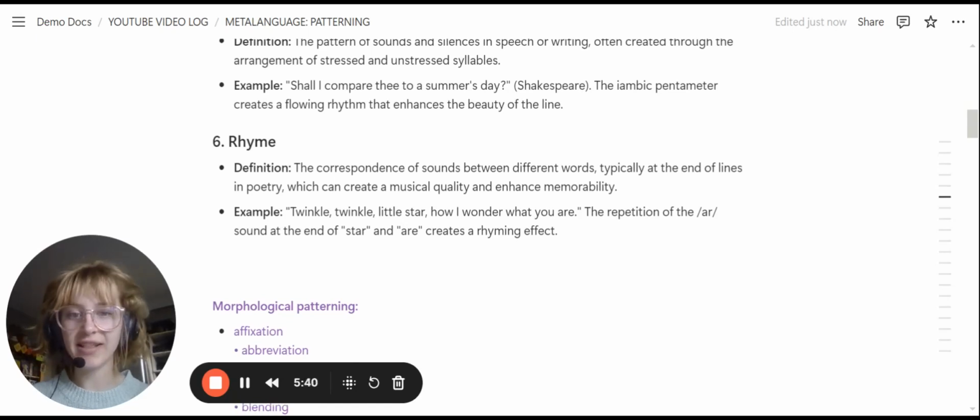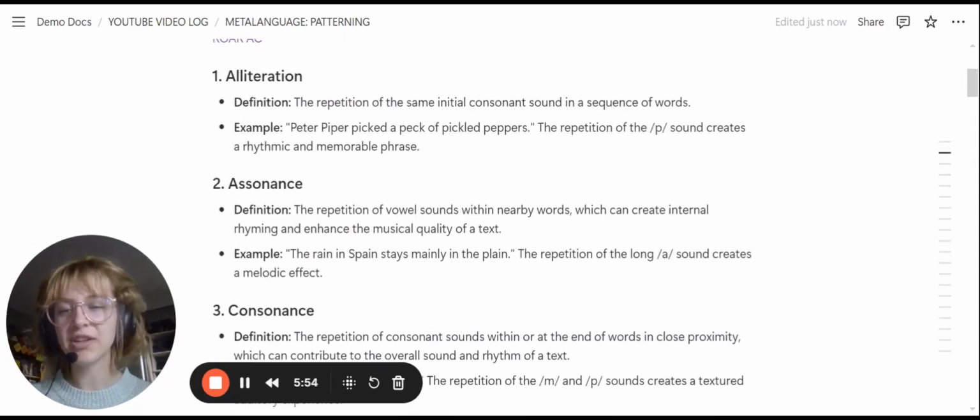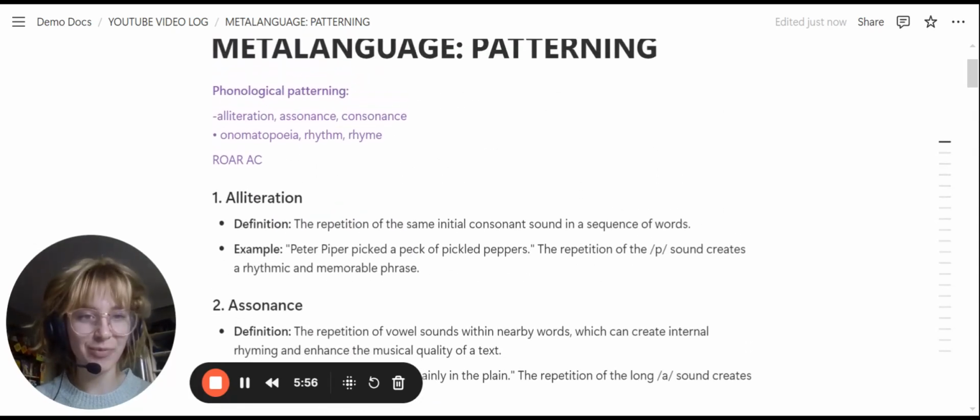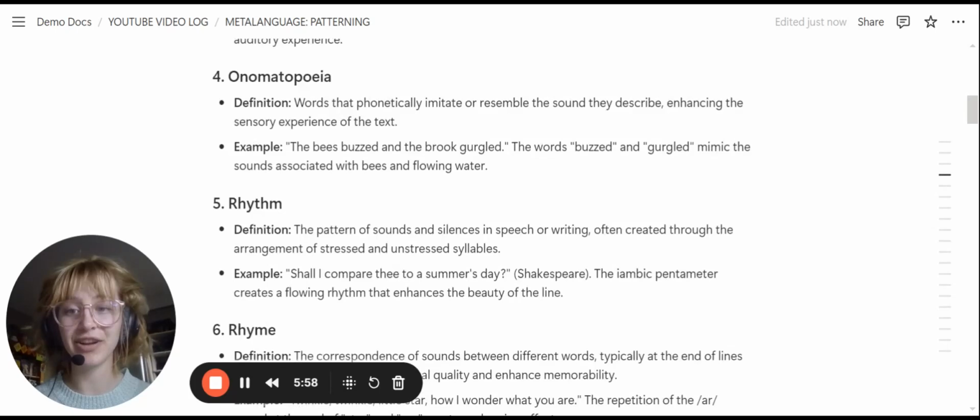So rhyme, pretty classic, when you can see the typically end of lines will have rhyming sounds. Again, all of this is for memorability and to create a more beautiful sort of text. Perfect. So those ones are pretty okay, at least for me. I didn't struggle too much with remembering those.